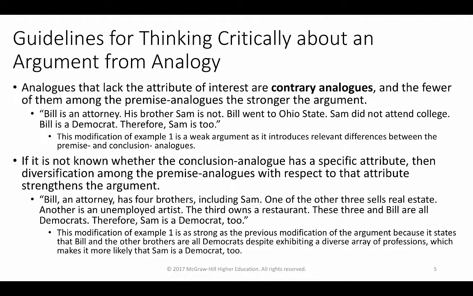Analogs that lack the attribute of interest, in other words, they don't support the conclusion, are called contrary analogs, and obviously the fewer of those you have in an argument, the stronger that argument's going to be. In this example, Bill is an attorney. His brother Sam is not. Bill went to Ohio State. Sam did not attend college. Bill is a Democrat. Therefore, Sam is too.